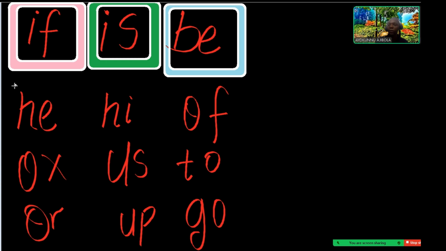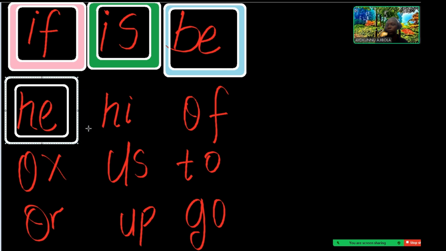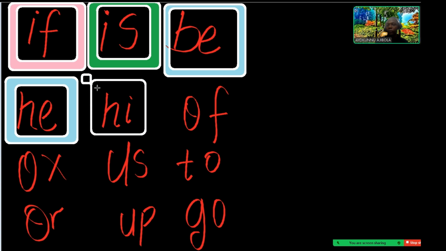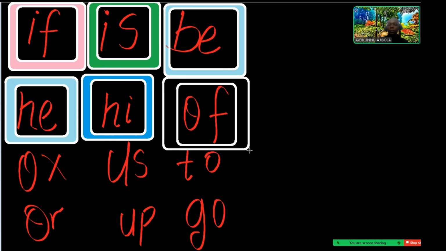Let's see. What is this word? Again? He. Okay, the next one. What is the next one? Yeah, what's the next word? Hi. Yeah, I. Like when you say hi to somebody, okay? Okay. So what is the next one? Yeah, what's the next word? Off. Yeah, off.